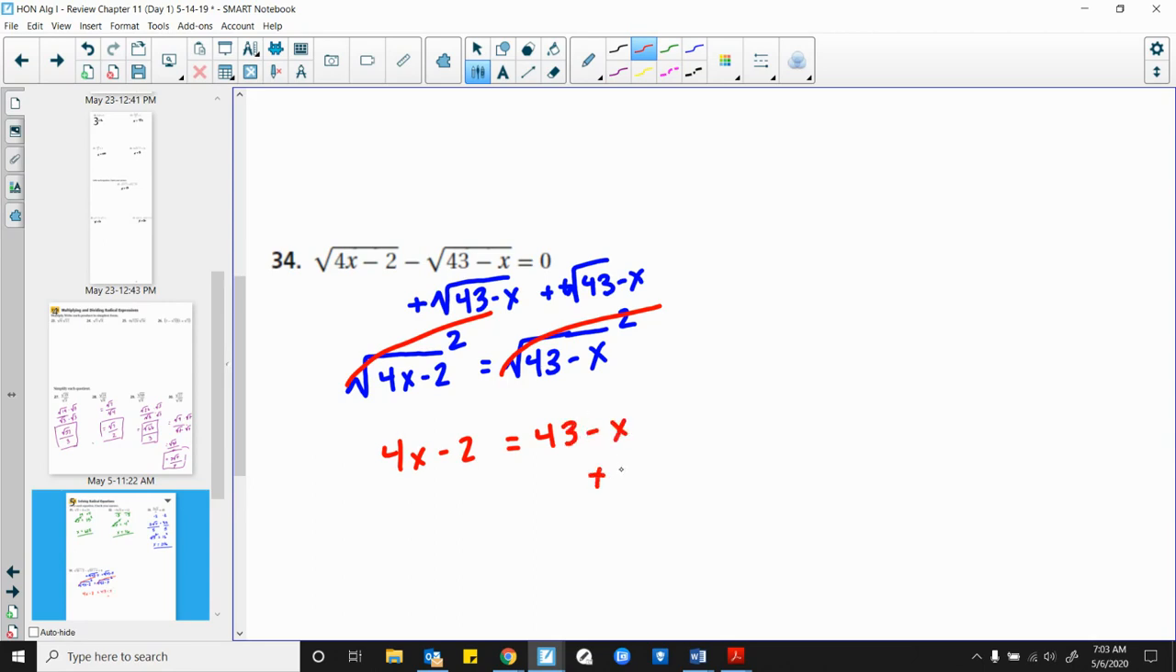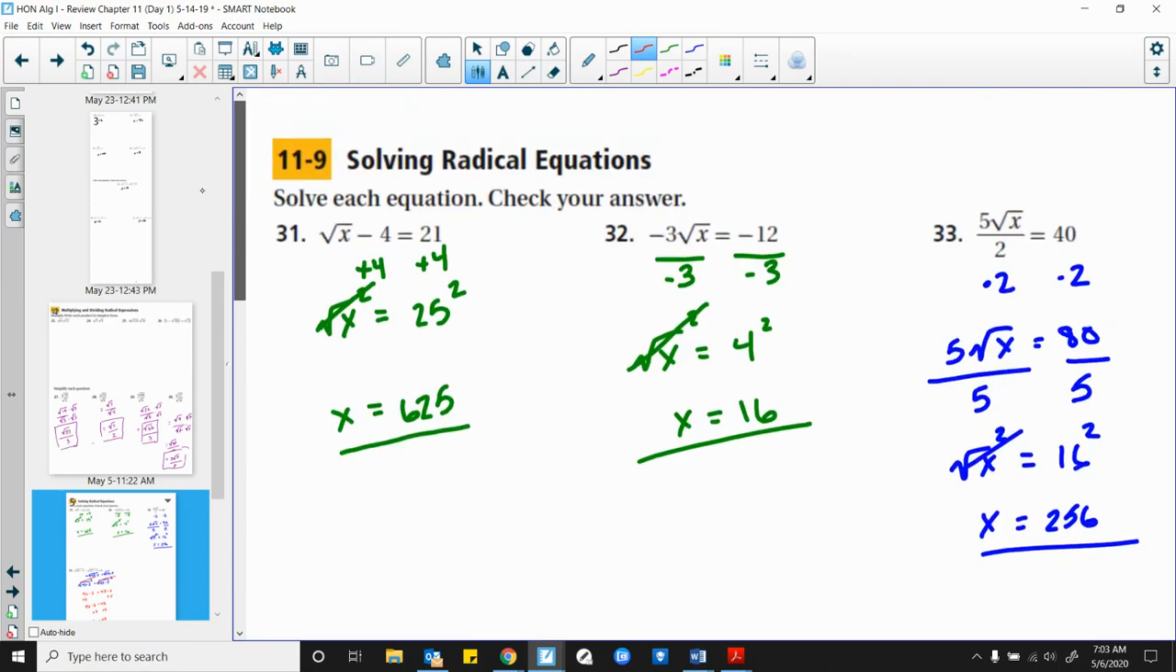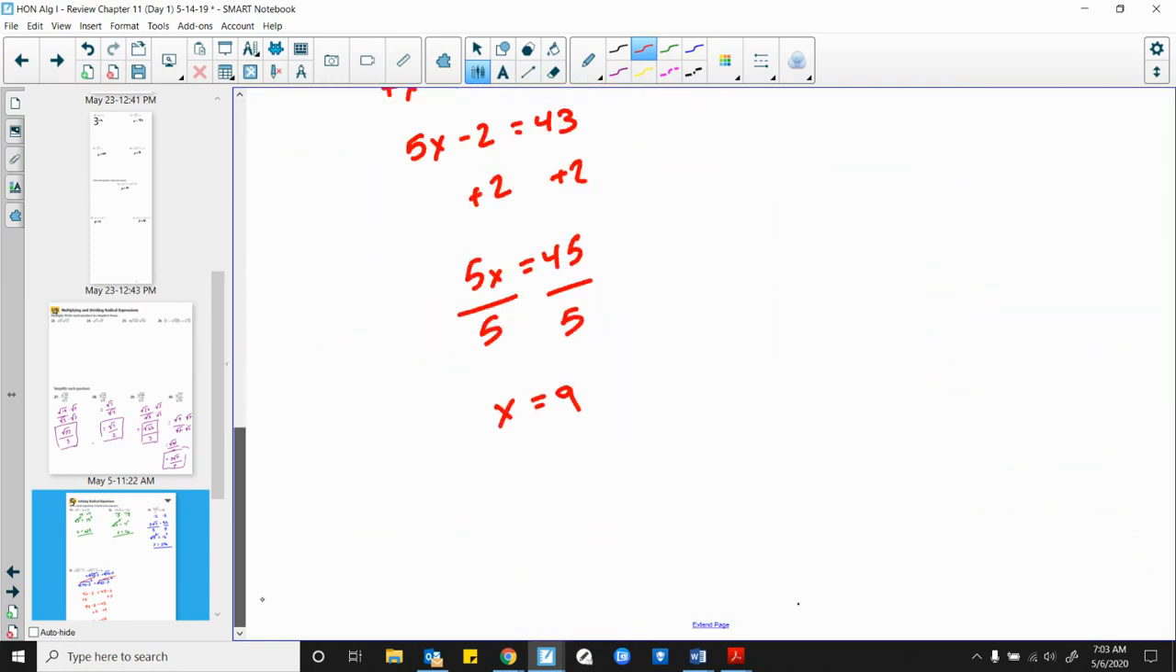From here, we're just solving. I'll add x, I'll get 5x minus 2 is equal to 43. I'll add 2, and I'll have 5x is equal to 45. If I divide by 5, I'll get x equals 9. So that is just a quick review of me running through some example problems. I think it's important that you see that.